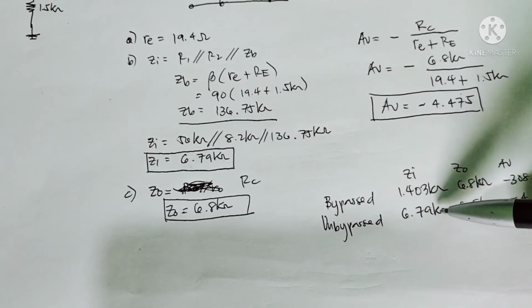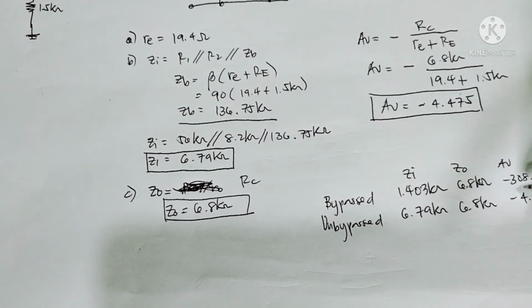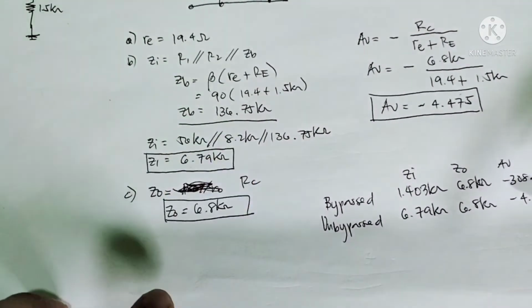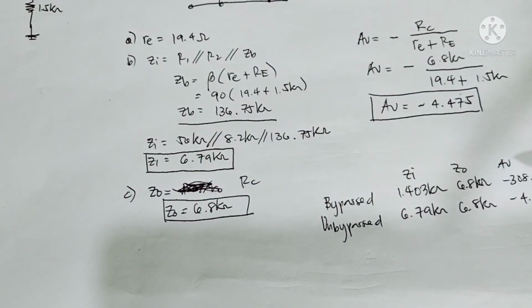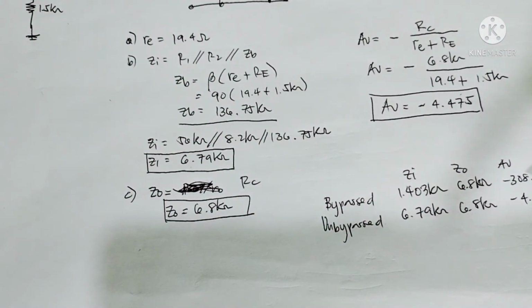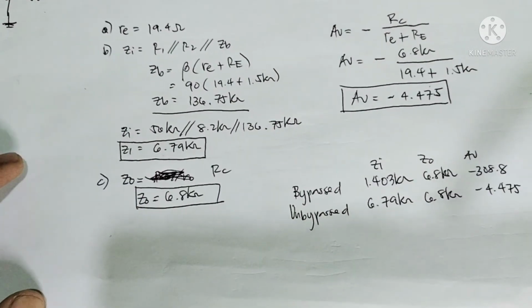So the unbypassed has the advantage in input impedance, and the bypass has the advantage in voltage gain. In order to complement each configuration, sometimes we use these two configurations connected in cascade, to offset their disadvantages and have more input impedance as well as higher voltage gain. So these are the comparisons between the bypass and the unbypass voltage divider configuration.